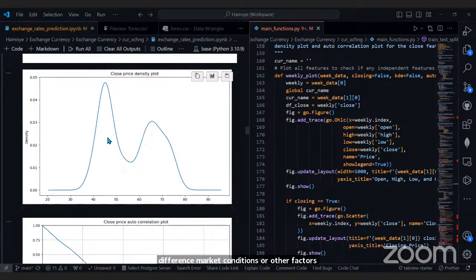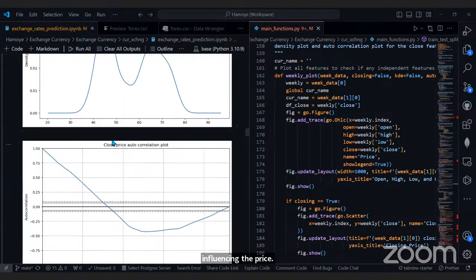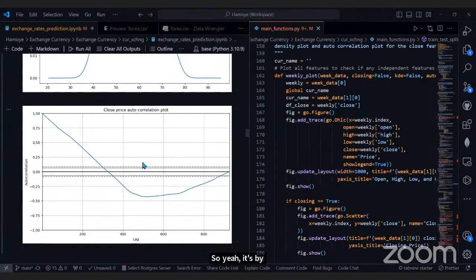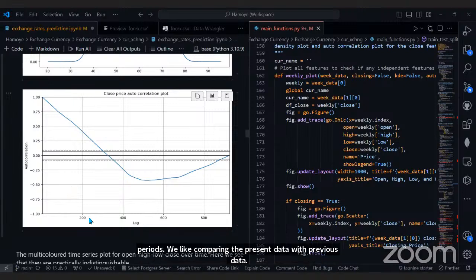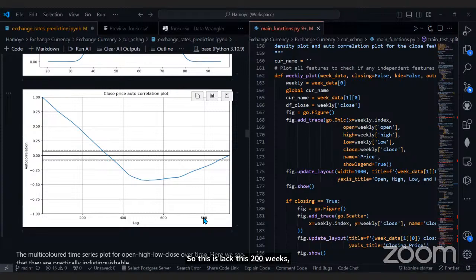So yeah, it's bimodal. Then we have the autocorrelation plots. The x-axis represents the lag, the number of time periods. So it's like comparing the present data with the previous data. So this is the lag: 200 weeks, 400 weeks, 600 weeks, 800 weeks ago, right?